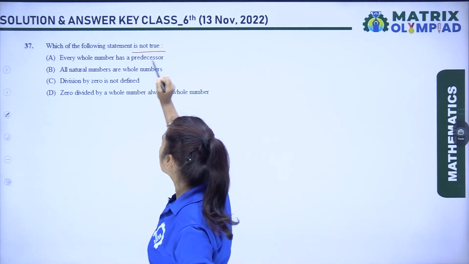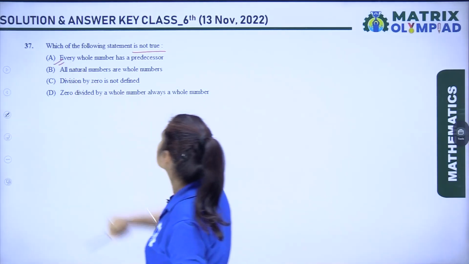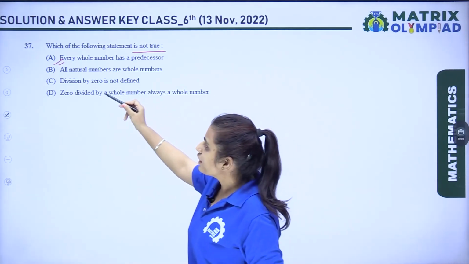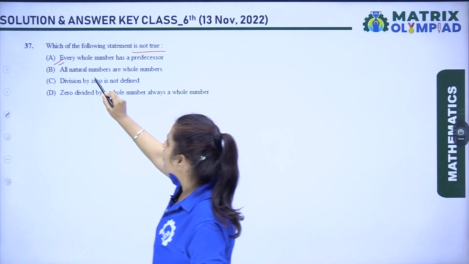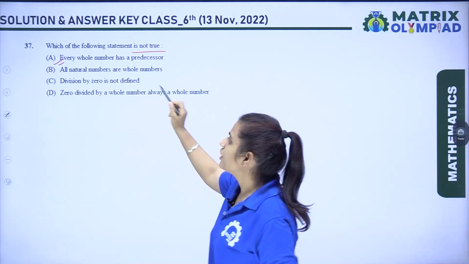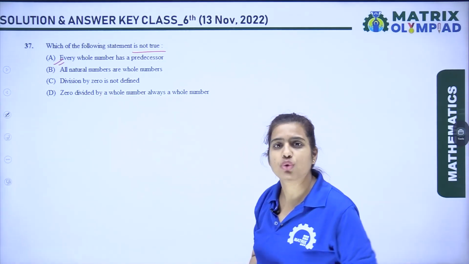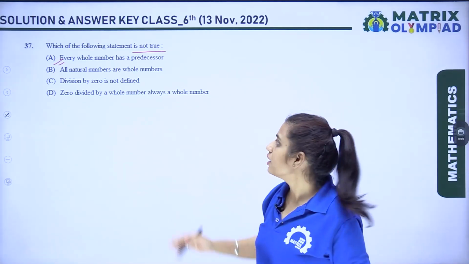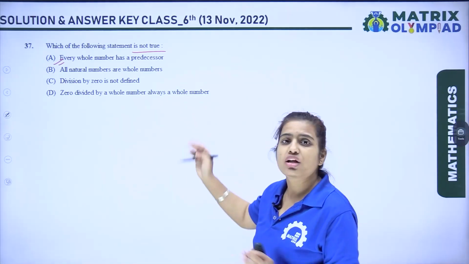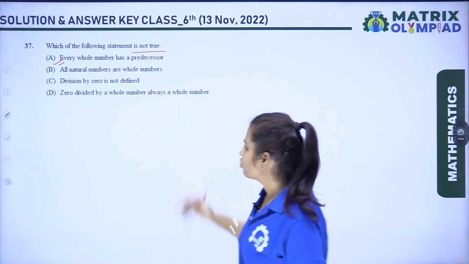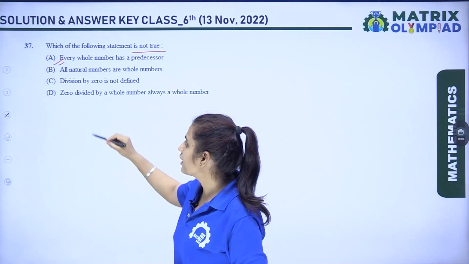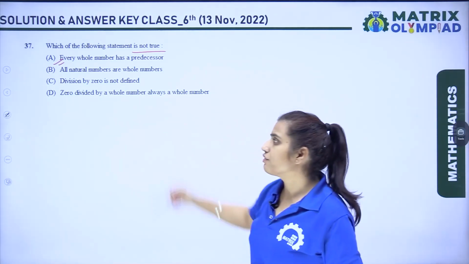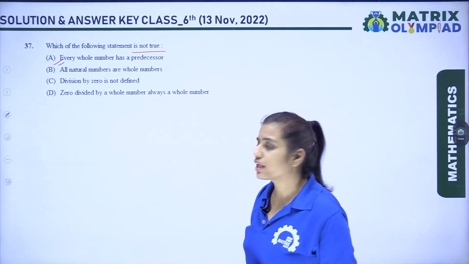So we can say that option A is not a true statement. Next, let's read statement B: all natural numbers are whole numbers. Yes, all natural numbers are whole numbers because natural numbers start with 1 and whole numbers contain all the natural numbers. So statement B is correct. Division by 0 is not defined. Yes, this is also a correct statement.